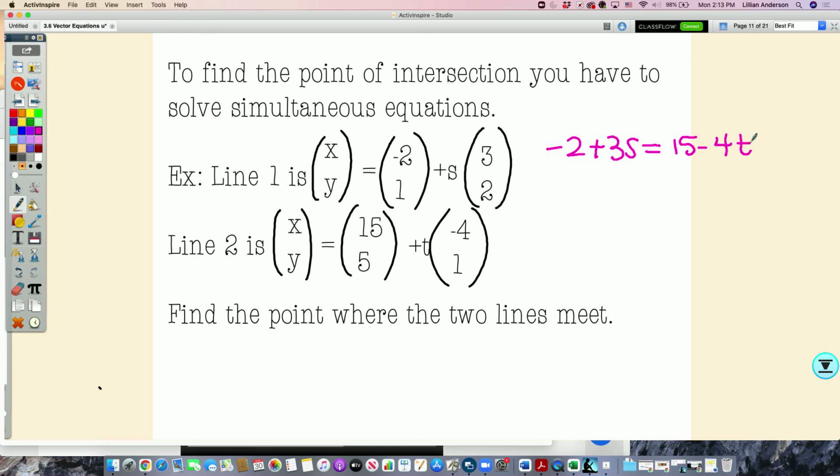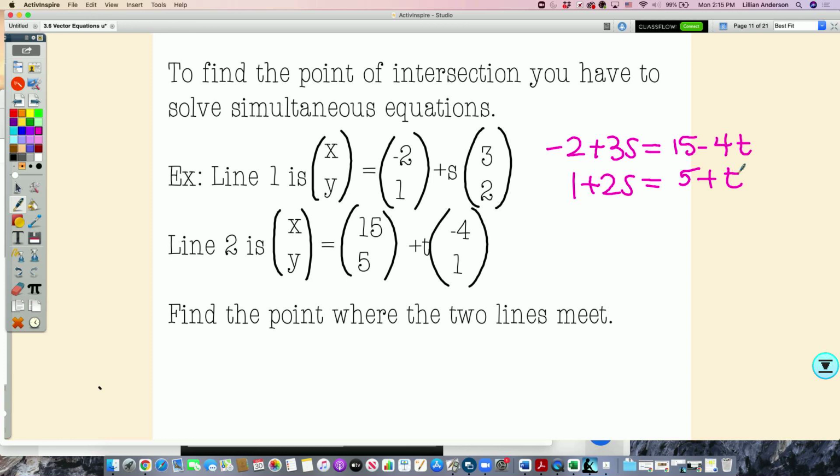And then we'll do the same thing for the y's. So what's the equation for the y's? 1 plus 2s equals 5 plus t. Very good. And hopefully we haven't forgotten in our senior year how to solve a system of equations. Okay? Hopefully not.